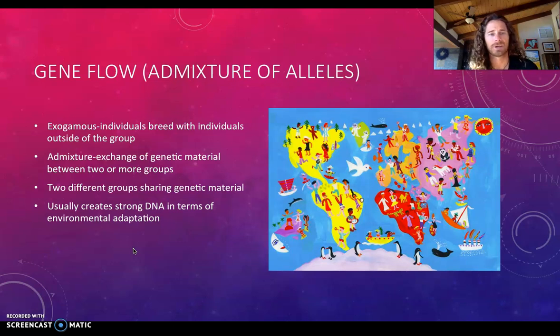It's said to create stronger DNA in terms of environmental adaptation, but also in terms of less probability of having genetic disorders. So a lot of times the genetic disorders might be in one group, and if you are endogamous and individuals breed with individuals from that group, you're more likely to pass on that genetic abnormality. So if you mix genes through this kind of gene flow idea, genes tend to be stronger.